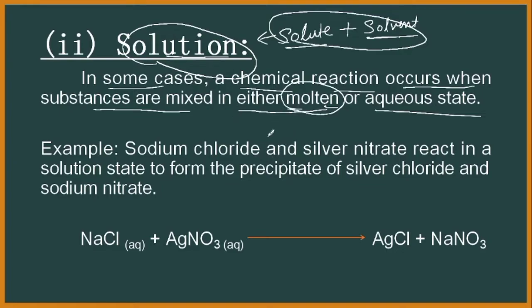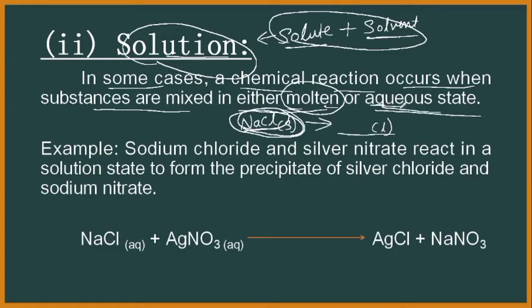For example, say you have sodium chloride. What is sodium chloride? It is a common salt, or table salt. When you heat it, the solid sodium chloride melts to give you a substance in the liquid state. We call it the molten state. Whenever a substance is melted on heating, the liquid state is called the molten state. Then what do you mean by an aqueous state?